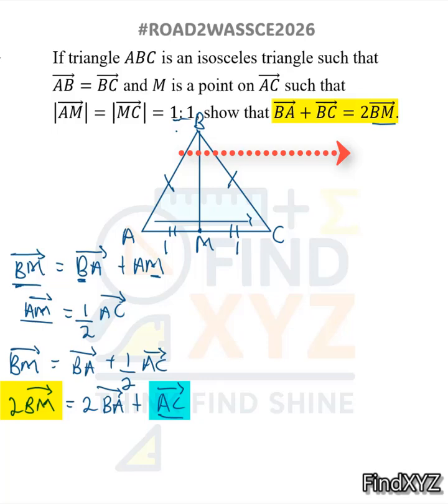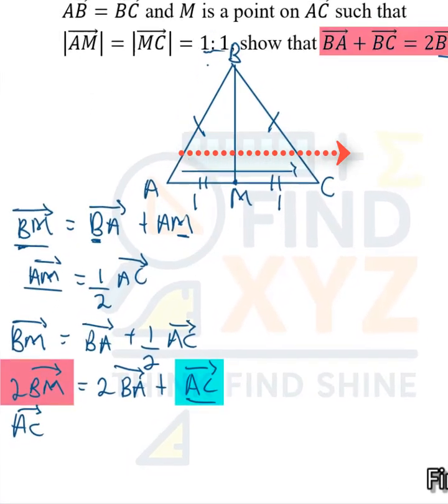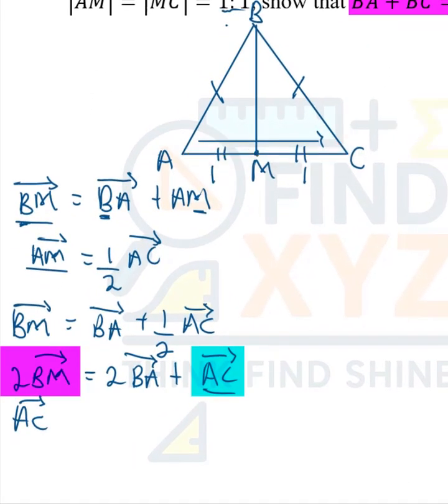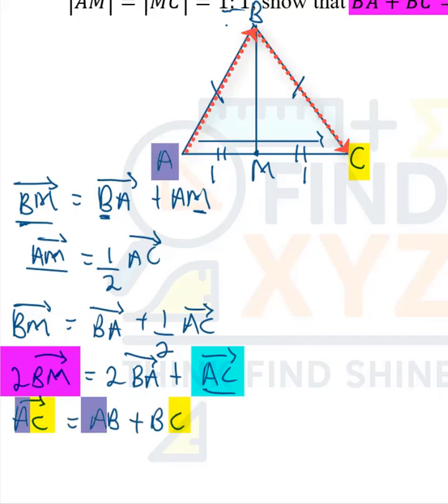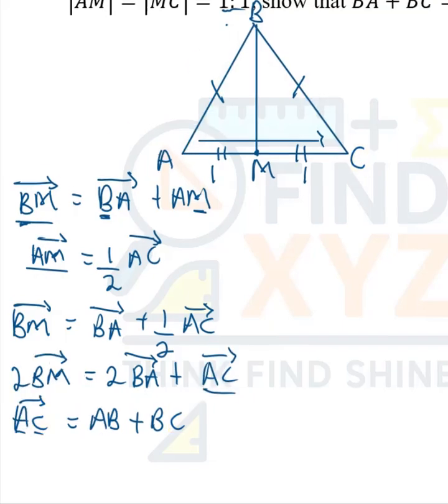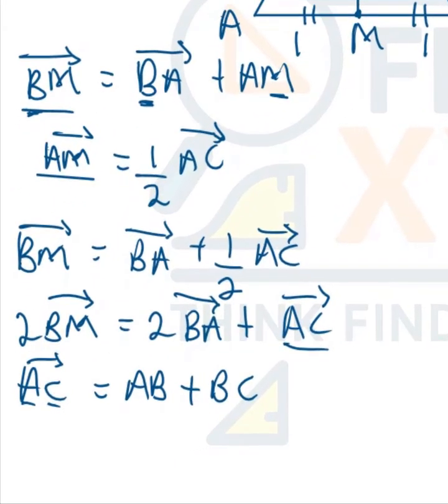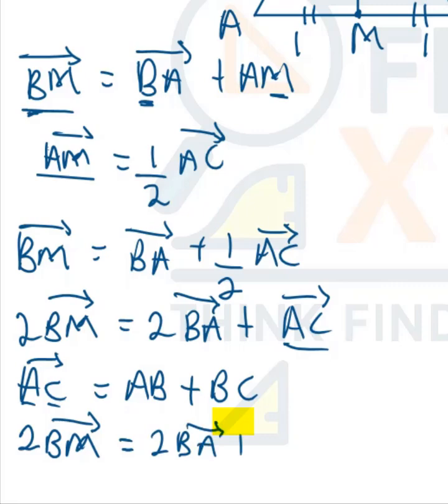Now what is vector AC? Vector AC, moving from A to C. Watch this. Moving from A to C, I can move from A to B, then I can move from B to C. So I've achieved that. I want to move from A to C, so I can move from A to B and then from B finally to C. So in place of vector AC, we can write it as vector AB plus vector BC. So let's write that. So twice of vector BM is equal to twice of vector BA plus, what is vector AC? That is vector AB plus vector BC.